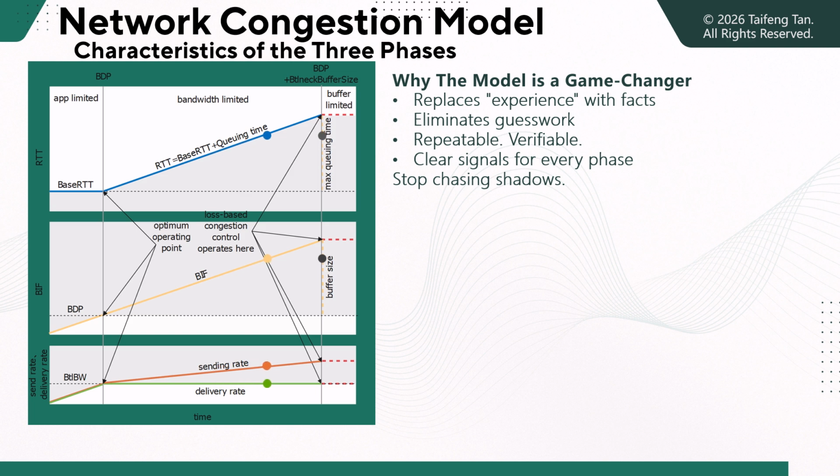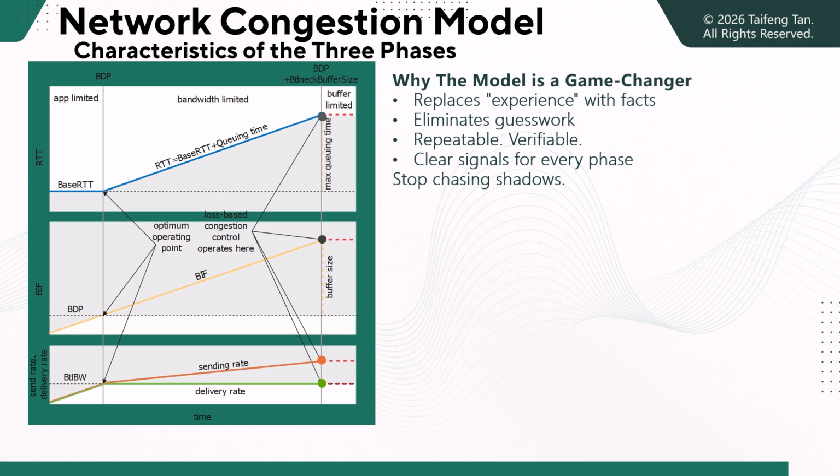Simply put, the model reveals the characteristics of each transmission phase with crystal clear, deterministic signals. By identifying these signals, we can make precise, accurate judgments. We're no longer chasing shadows or trying to fit evidence to a preconceived conclusion. This model lets us strike at the heart of the problem.